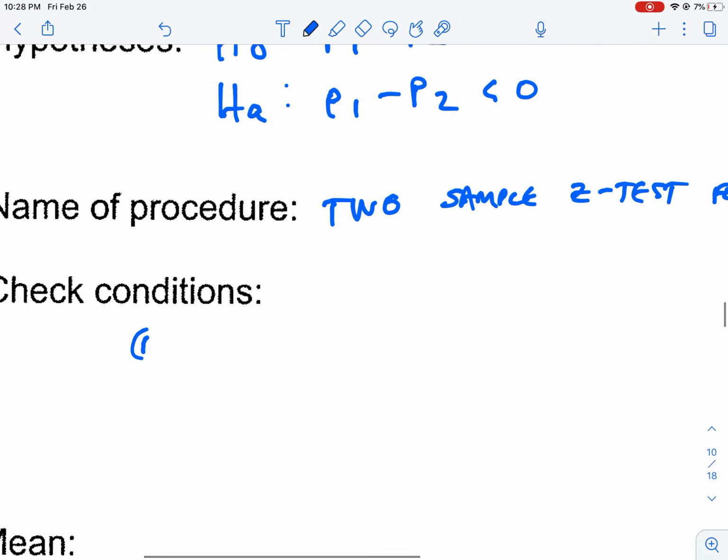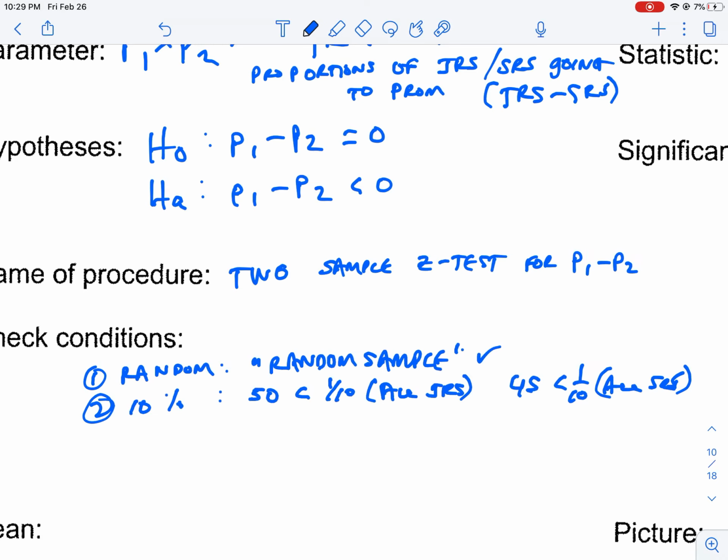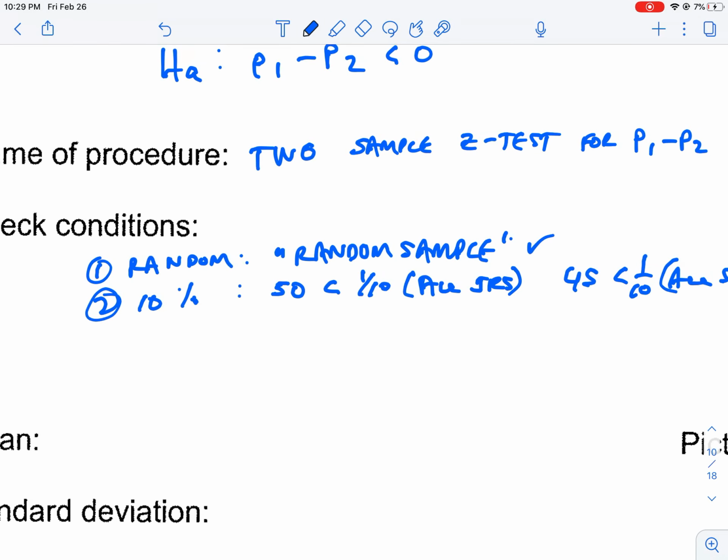Part number 2 is, does it fulfill the 10% condition, meaning these are independent samples that are being drawn, so there's independence with each sample. And remember, I talked about at the beginning, when we have this large high school mentality, we are going to be able to say that 50 is less than 1/10 of all juniors, and that 45 is less than 1/10 of all seniors. So remembering that 10% condition allows us not only to use the standard deviation formula, but also it's such a small sample that it takes on the identity of the population.